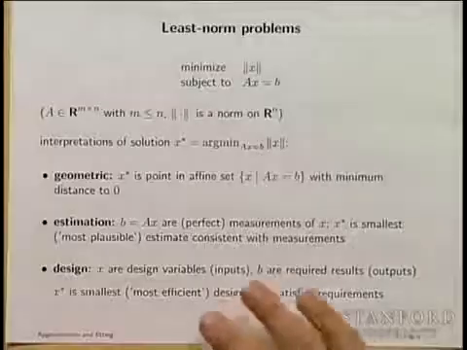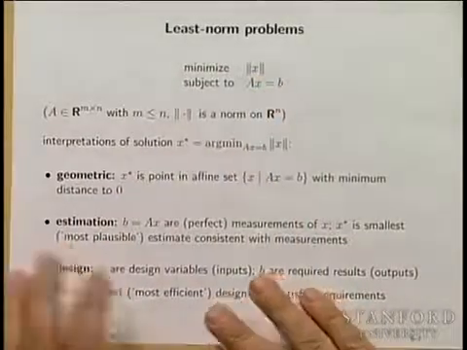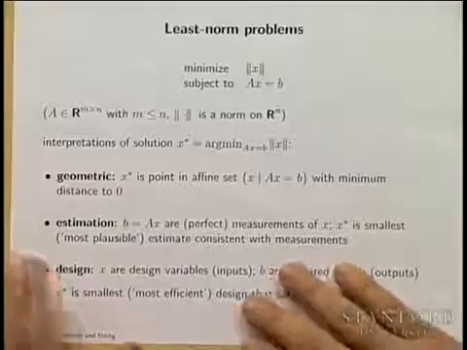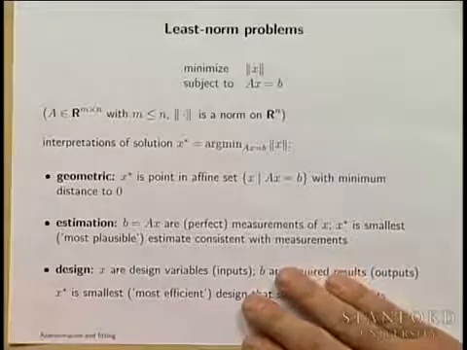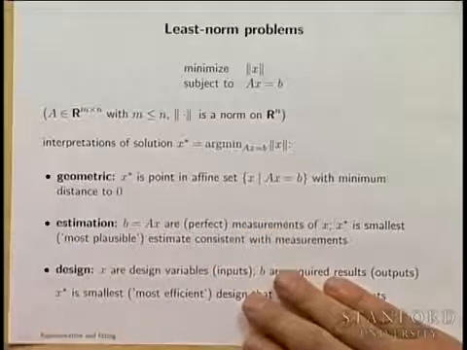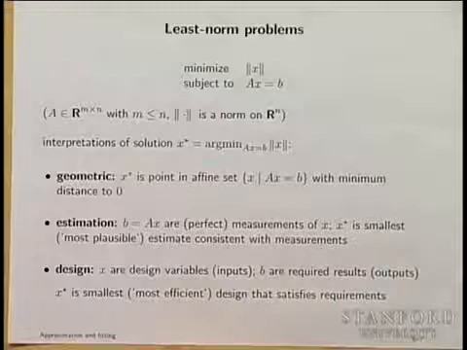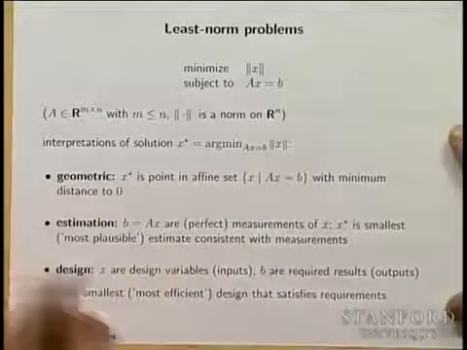Okay. Now the dual of these are least norm problems. In a least norm problem, you minimize norm x subject to Ax equals b, and there are lots of interpretations of this. One is that you have a set of solutions, Ax equals b. That's, again, an affine set, and you want to compute the minimum norm point. That's the projection of the point 0 onto this affine set.